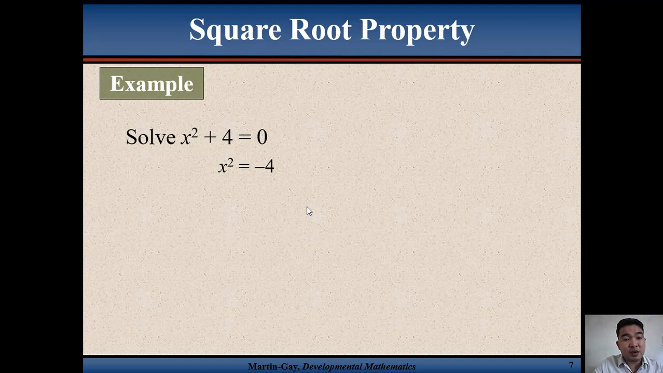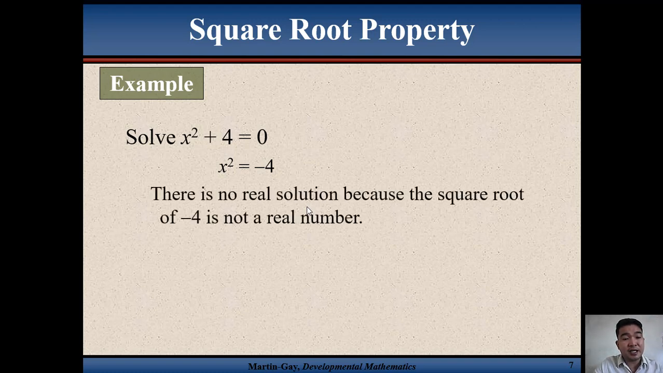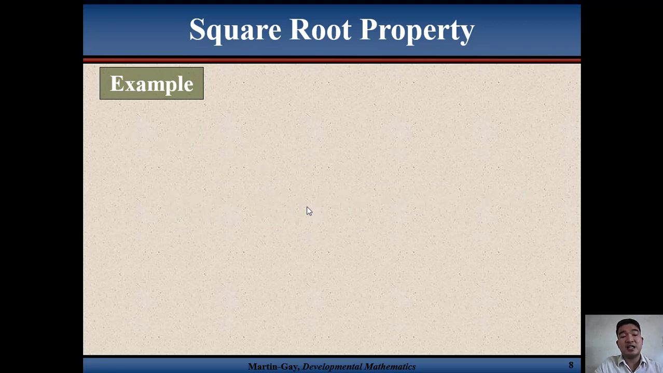By extracting the square root, we'll be having the square root of x squared equals the square root of negative 4. So x is equal to the square root of negative 4. In this case, we may say that there is no real solution because the square root of negative 4 is not a real number.